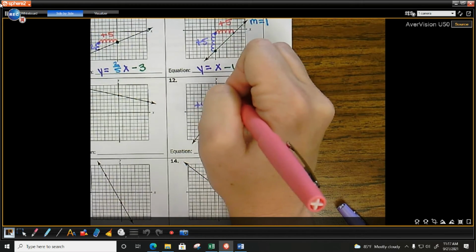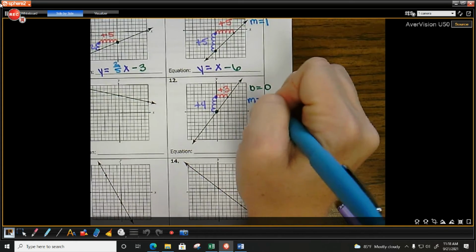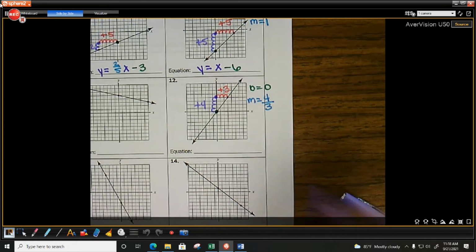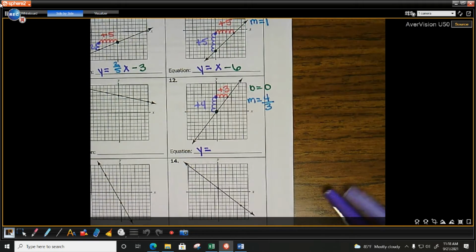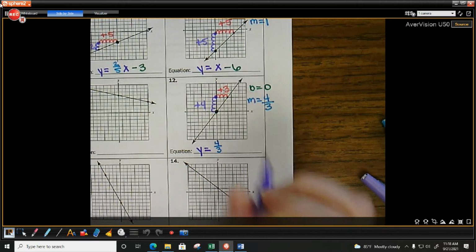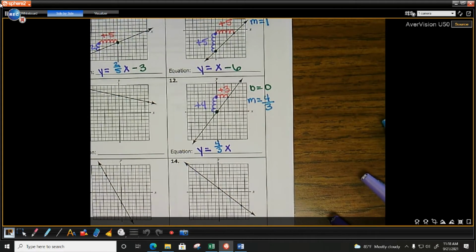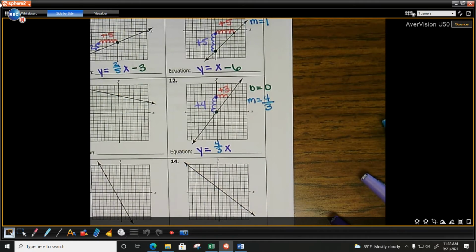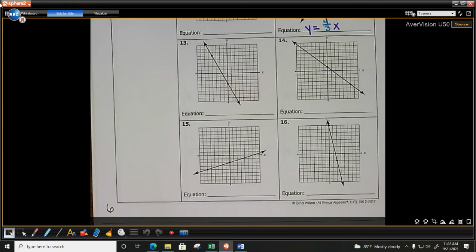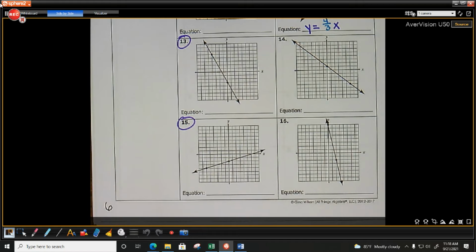So what's my slope? 4/3. Very good. So I get y equals, what's m? X plus b. But what's b? So do I need to put a plus 0? No, because when you add 0, does it change anything? No, so you don't have to put it. Good? Okay, I want y'all to do 13 and 15 on your own.